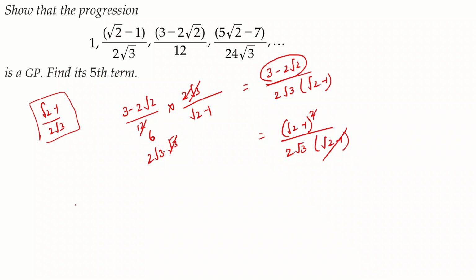Now the fourth term divided by the third term will give me 5 root 2 minus 7 divided by 24 root 3, multiplied by 12 divided by 3 minus 2 root 2. So 12 2s are 24, so we are getting 2 root 3. Now we have to manipulate this 5 root 2 minus 7 and 3 minus 2 root 2.